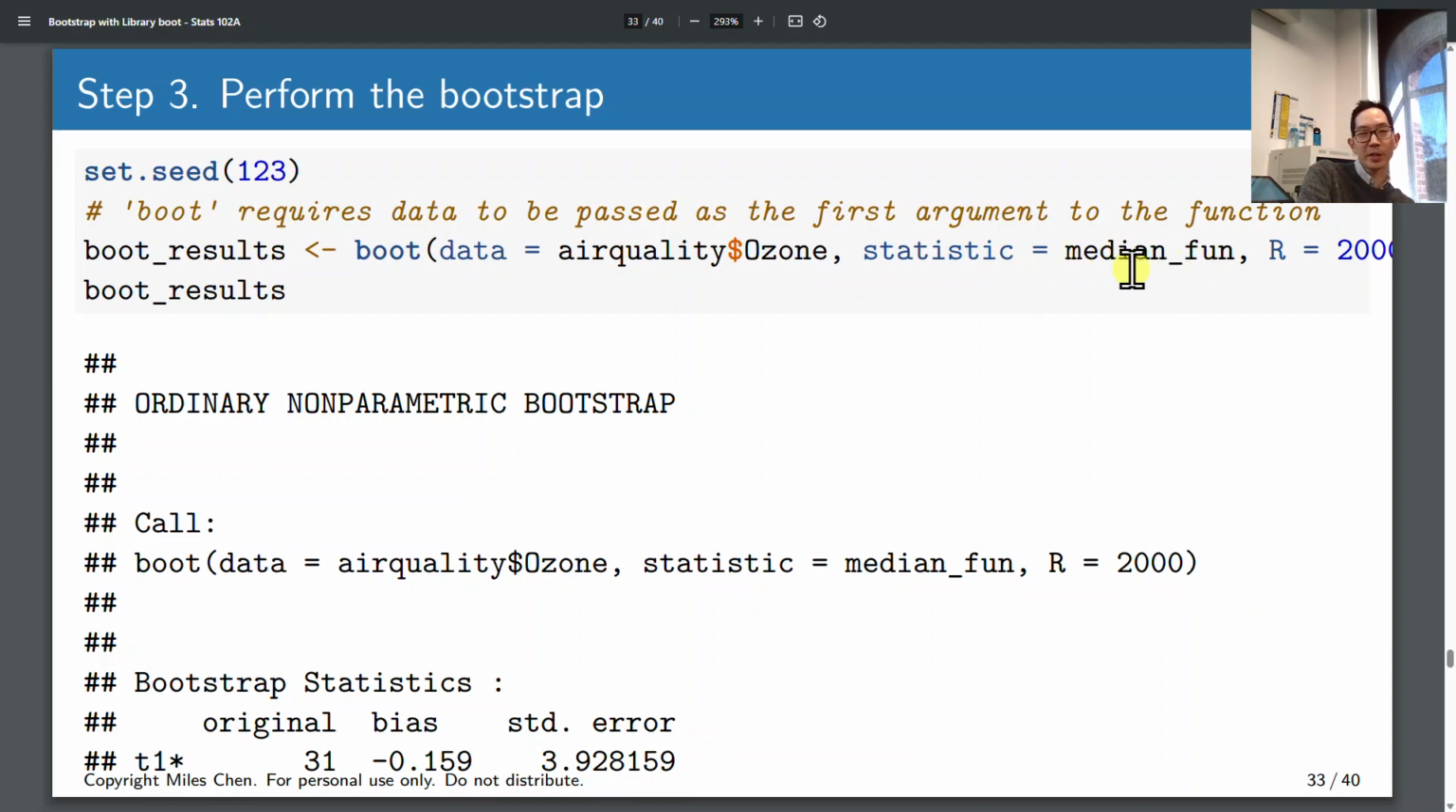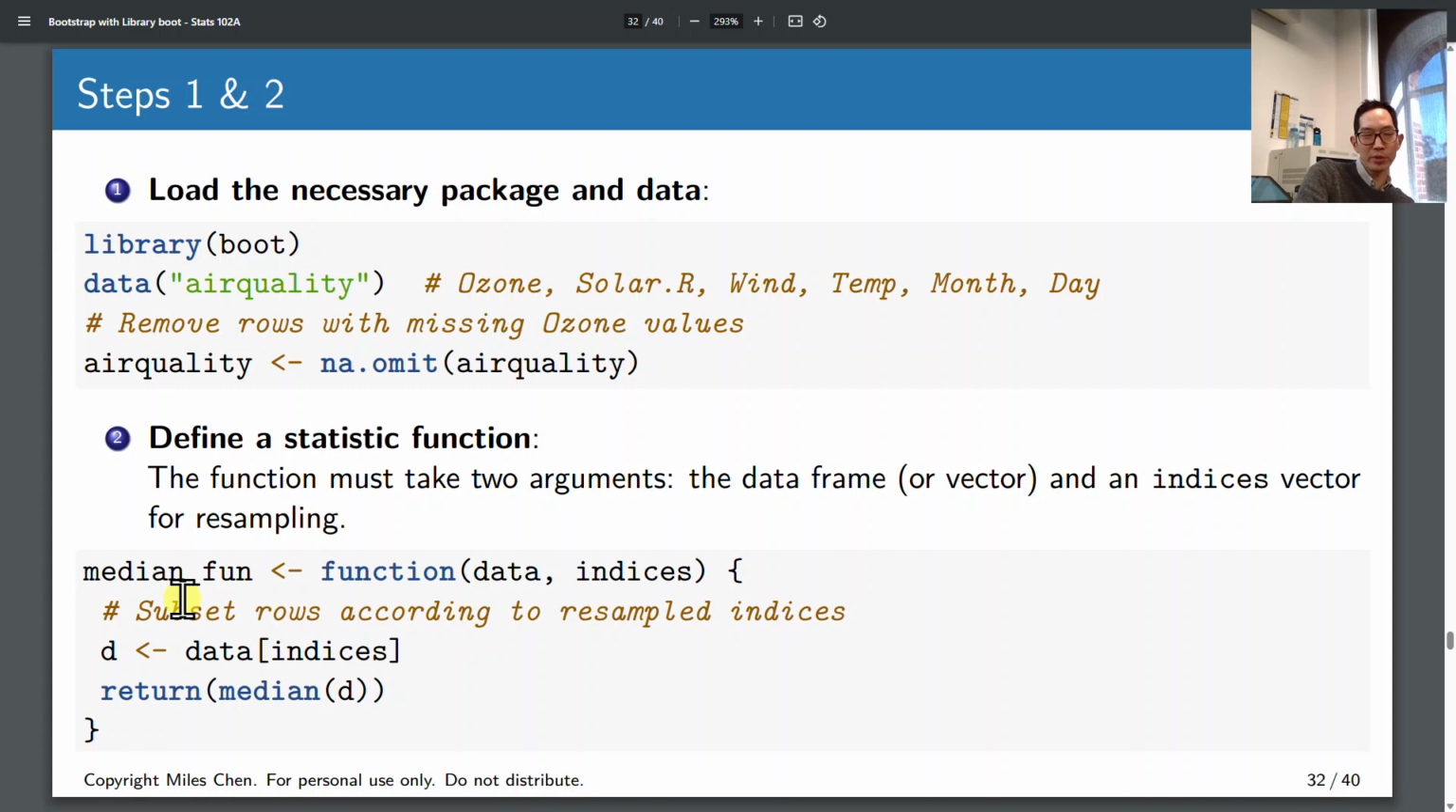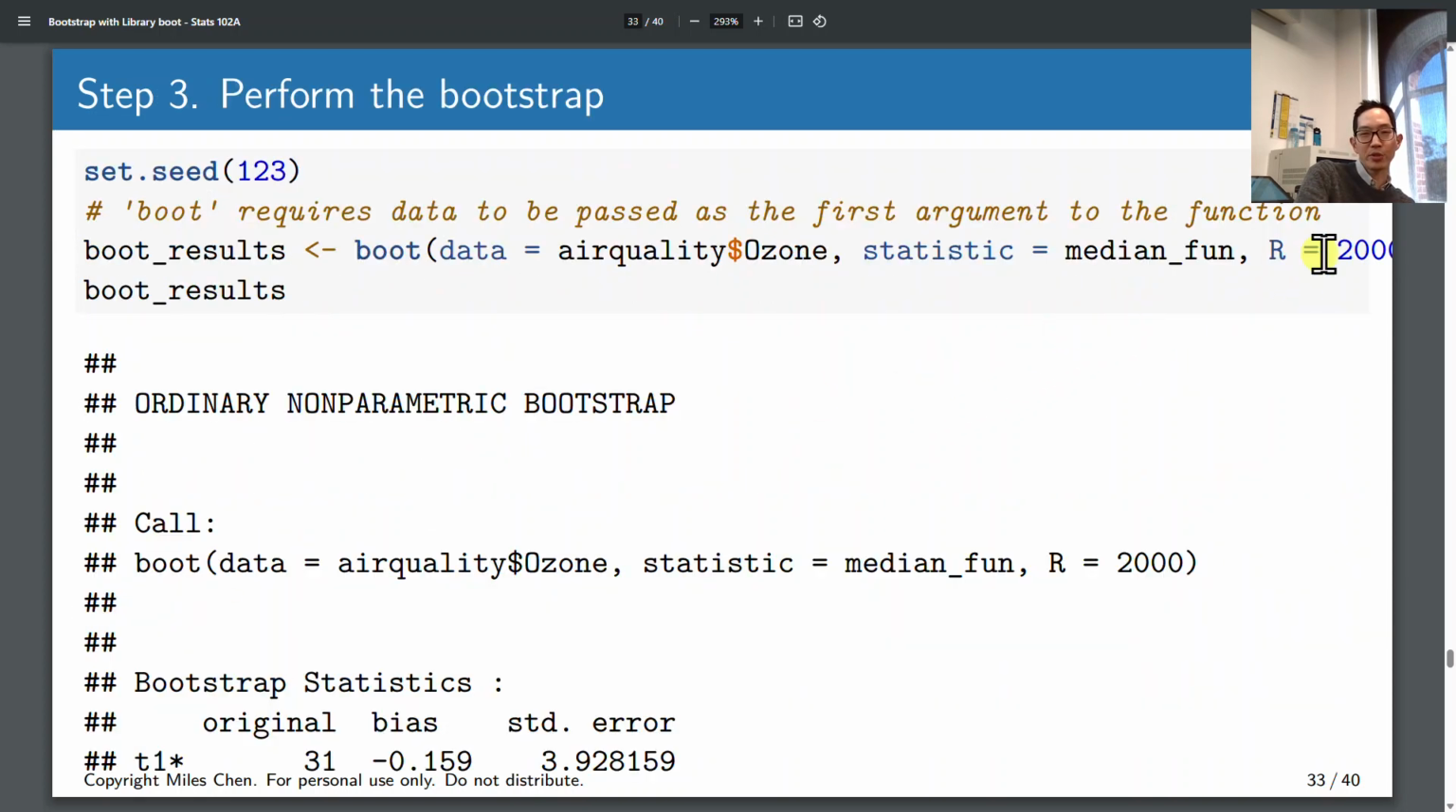The statistic I'm going to calculate is going to be median_function, which is the function that I just wrote here. And then I'm going to say I want 2,000 replicates. And then the results: the original median is 31. It's apparently biased. There's a standard error.